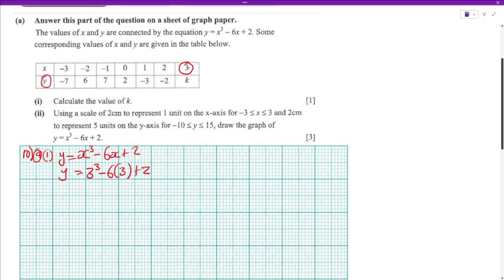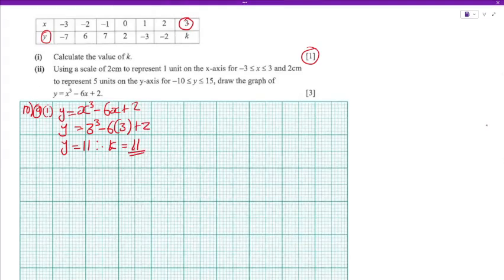When I punch those values, what am I getting? That is 3 to the power 3 minus 6 times 3 close bracket plus 2. I confirm that I have punched the correct values. 3 cubed minus 6 times 3 plus 2 equals 11. So the value of k is equal to 11. So y is equal to 11. Therefore k is equal to 11, and you are done. You've gotten that 1 mark. We now proceed to the next one.